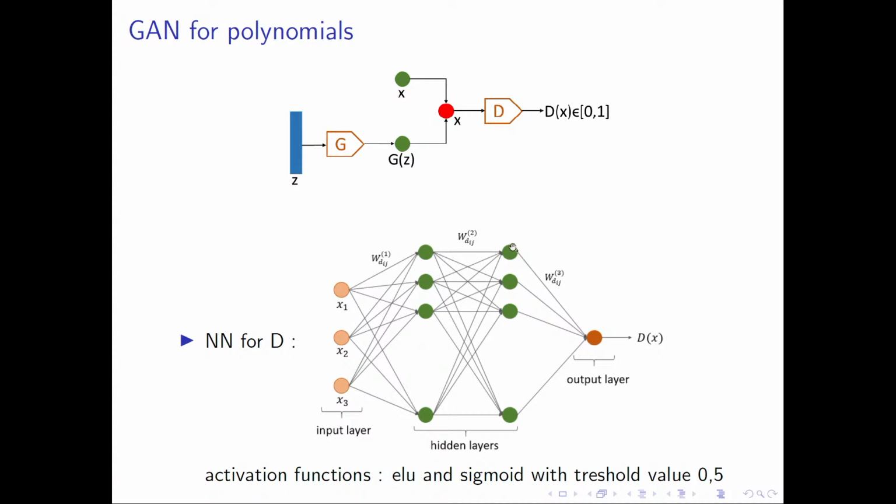In hidden layers, we use ReLU as the activation function. And in the output layer, we use sigmoid to find 0 or 1 with threshold value 0.5. This means if the output is smaller than 0.5, the discriminator says this is not a real rooted polynomial. If it is greater than or equal to 0.5, the discriminator says it is a real rooted polynomial.